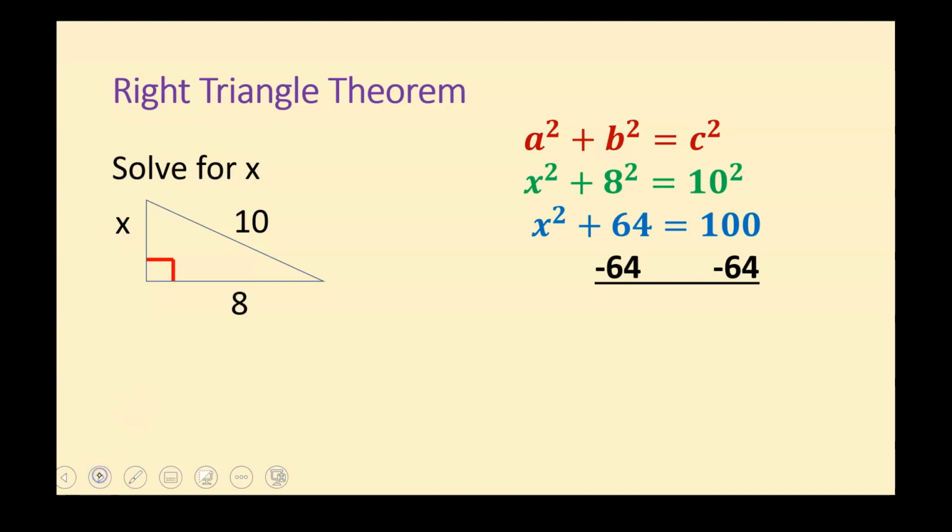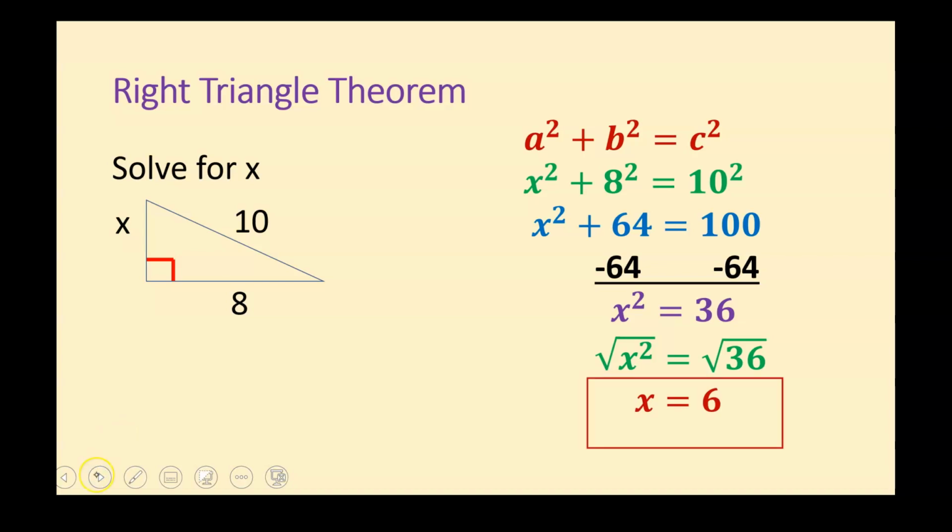We can subtract 64 from both sides. And when we do that, we have x squared by itself. And we have x squared is equal to 36. Are we done? No. We're solving for x. We're not solving for x squared. So we need to take the square root of both sides. And 36 is a perfect square. So we get x is equal to 6. Good job, ladies and gentlemen.